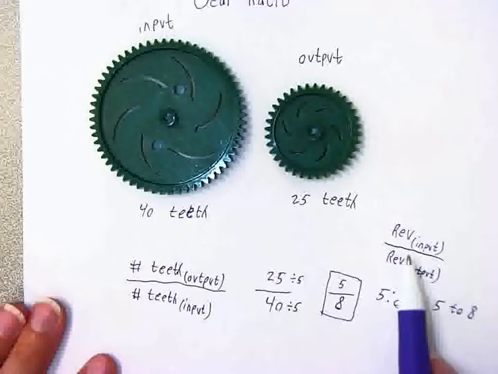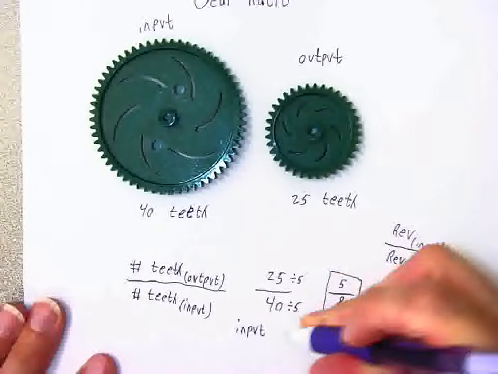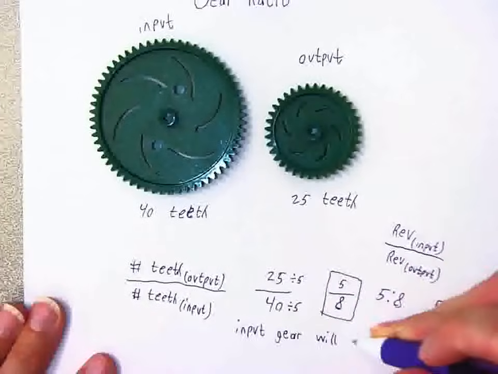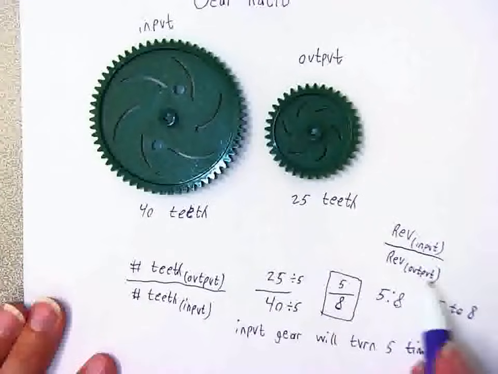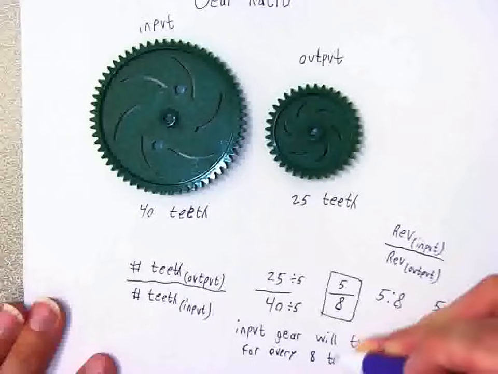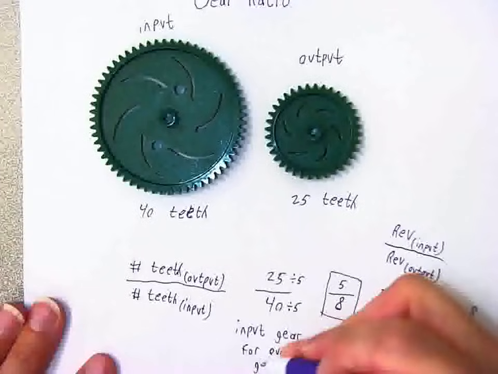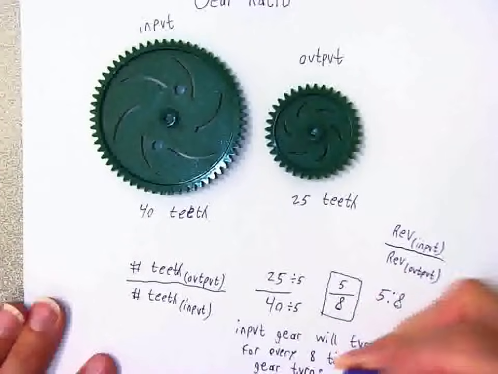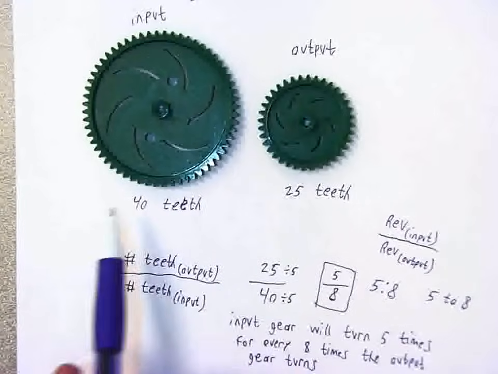So in this case, the input gear is going to turn 5 times, because 5 is in the numerator. So my input gear will turn 5 times for every 8 times that the output gear turns.